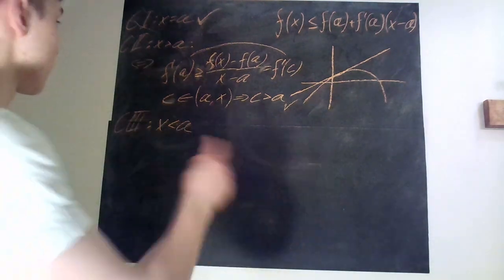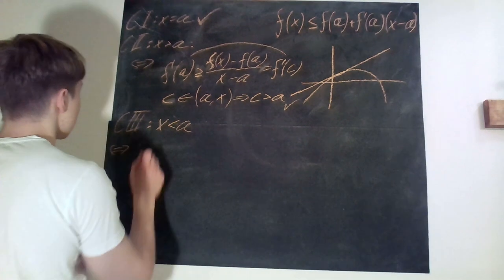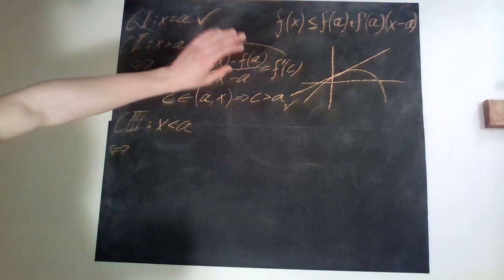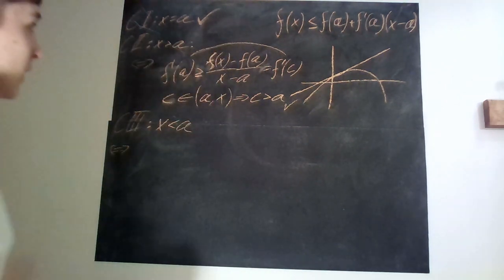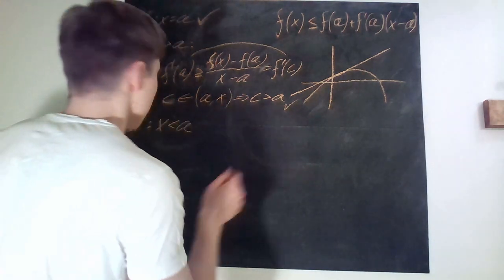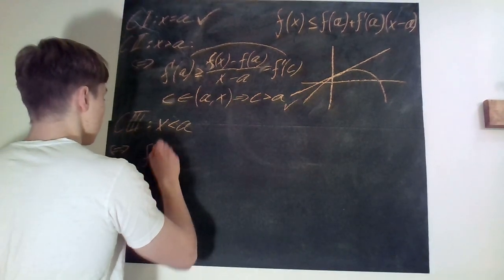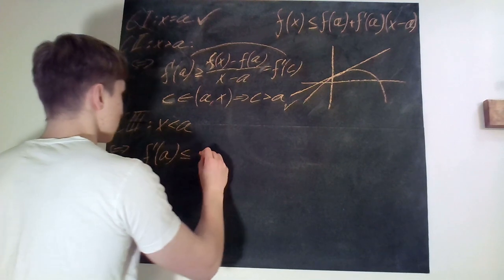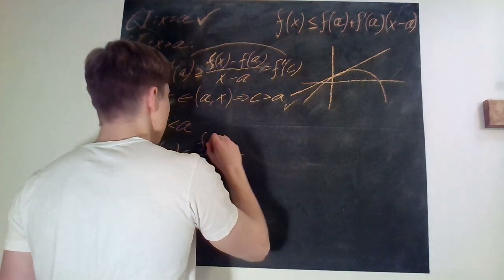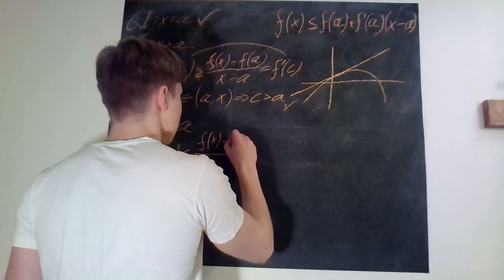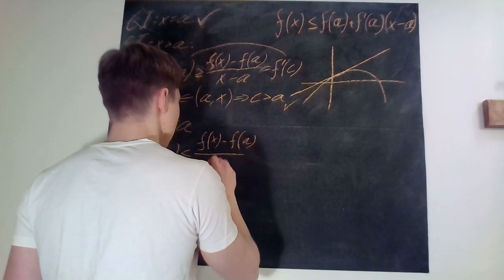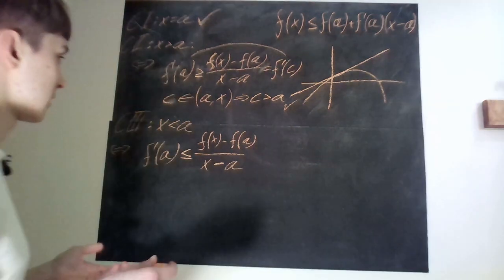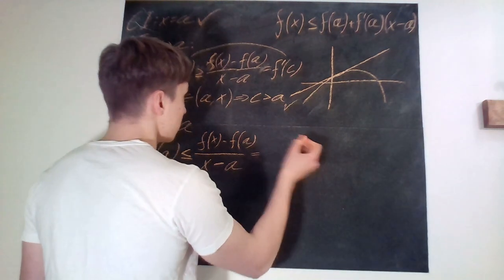What do we have then? Okay, we can then rewrite the exact same thing except with the opposite. So when we're dividing by x minus a, we have to flip the greater than or less than sign. So therefore, we now get f prime of a is less than or equal to f of x minus f of a over x minus a. Yes, and of course now we do exactly the same thing.